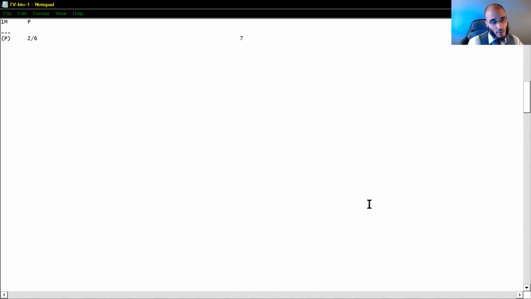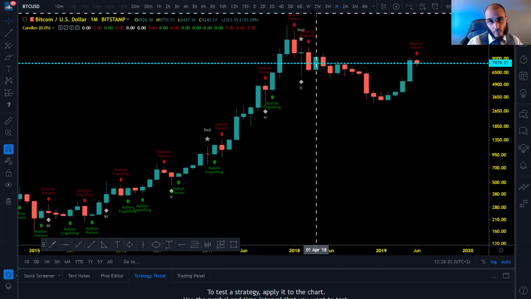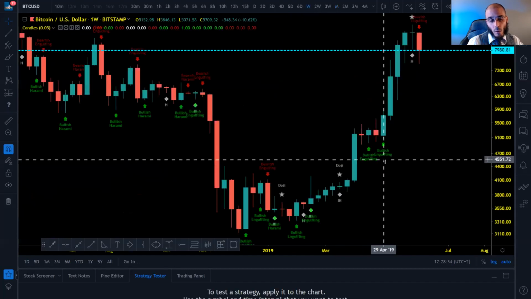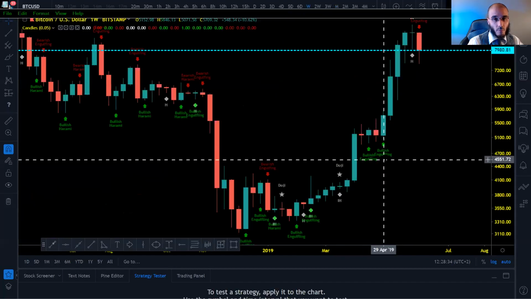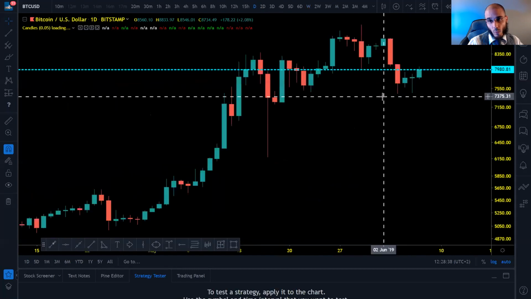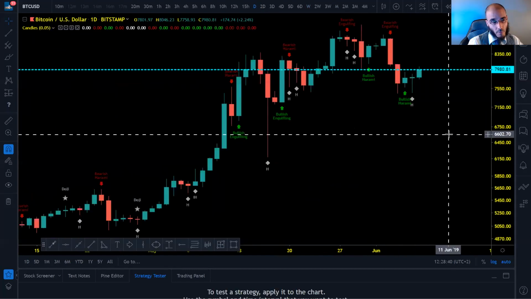Candlestick 1 month is still negative. 1 week is also negative. And 1 day is positive, just as it was yesterday.